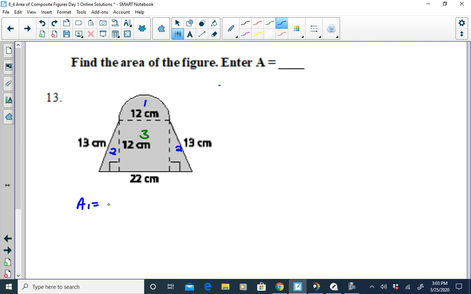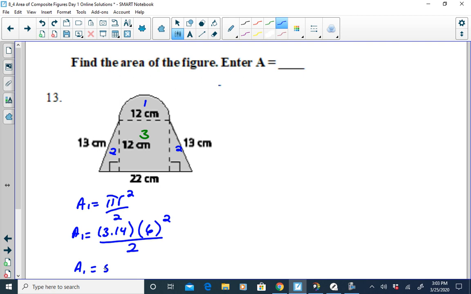Area 1 is going to be pi times r squared, but we have to take half of that because it's a semicircle. So area 1 is going to be equal to 3.14 times your radius. Well, if your diameter is 12, your radius is 6. We're squaring that, but then dividing by 2. So 6 squared is 36 times 3.14. We divide that by 2 and we get 56.52.